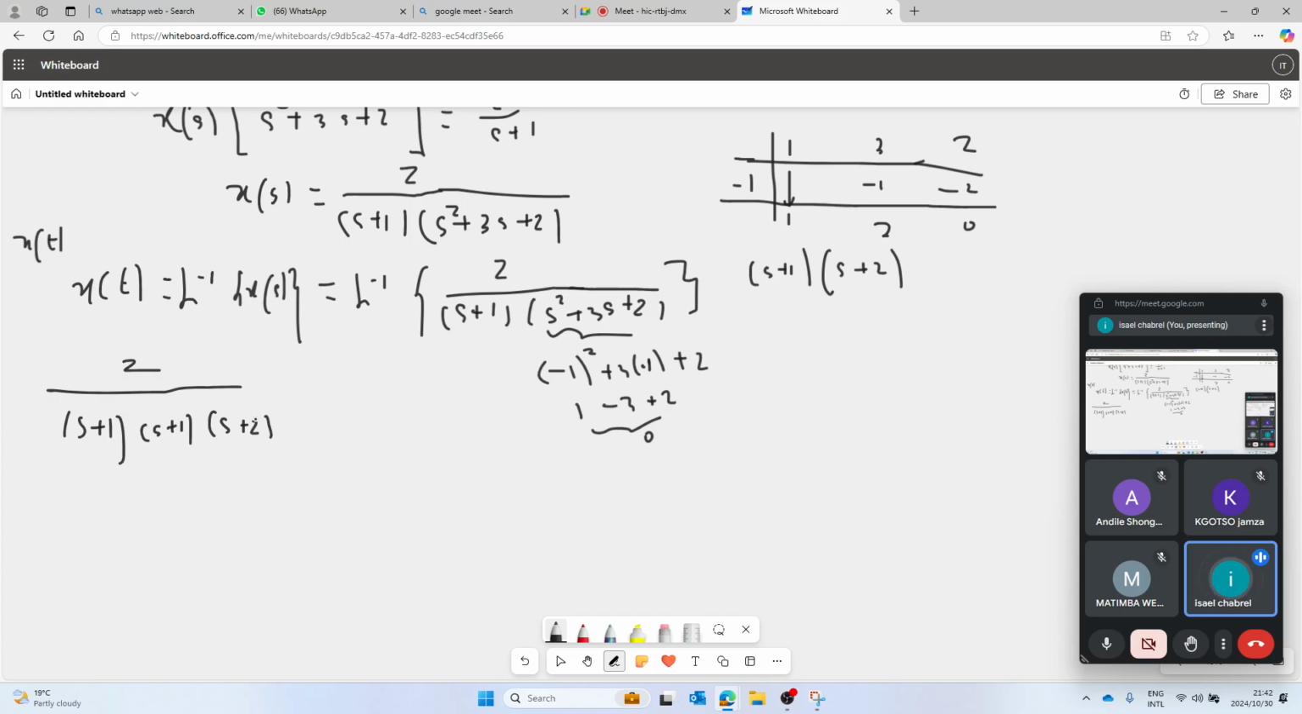So, funny fact here, Mr. Kotso, we do have s plus 1 multiplying out here. So, in this case, we're going to have s plus 1 squared multiplied by s plus 2. Yeah. Now, what do we do, Mr. Kotso, to solve this?